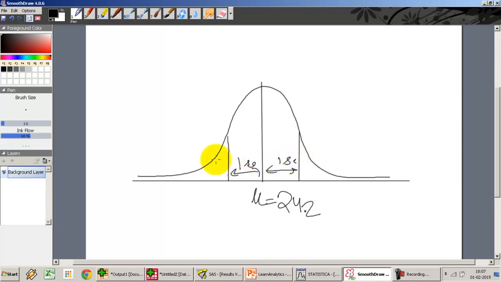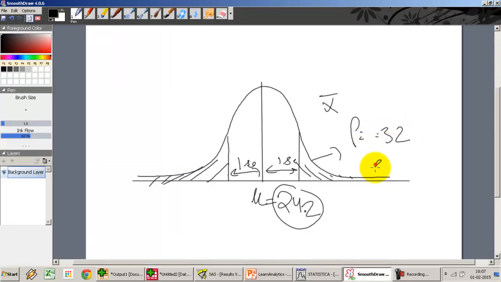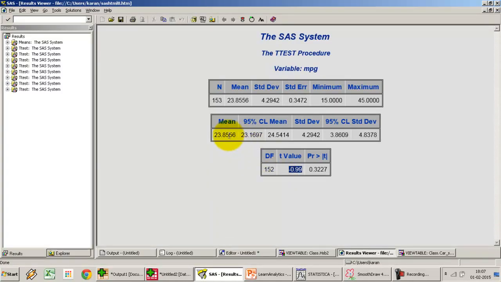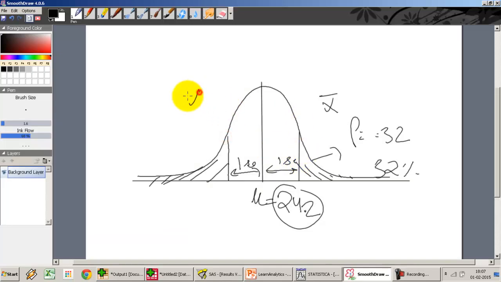So the p-value is going to tell us what is the probability that I get a sample mean, x bar, which is more than one standard error away from the hypothesized mean, which is 24.2. That p-value is this area over here, as well as over here. And that p-value is coming out to be 0.32. So that means there is a 32% chance that I will extract a sample of mean 23.85, so x bar is 23.85, from a population of mean 24.2.